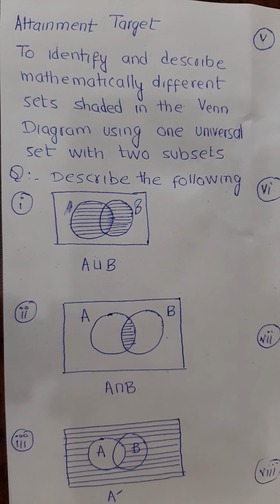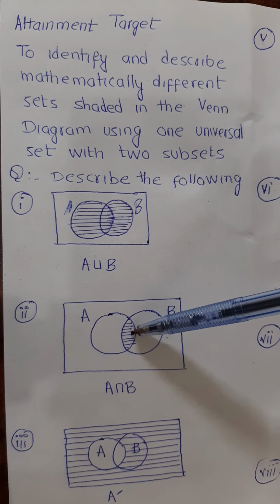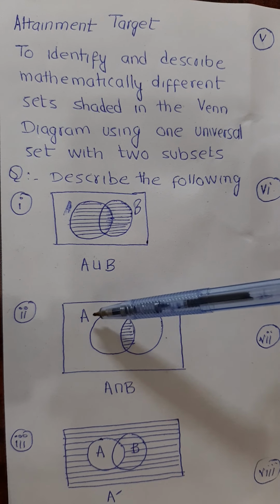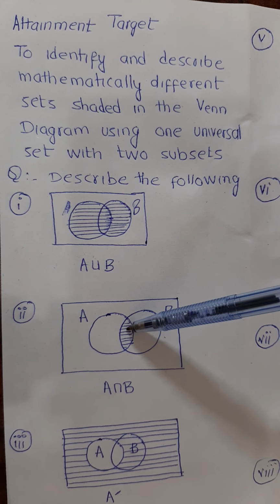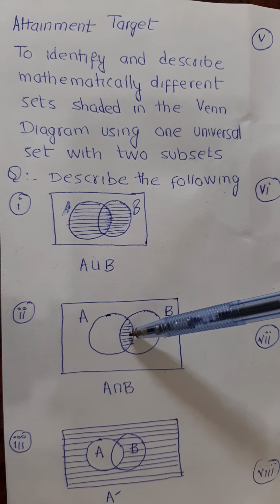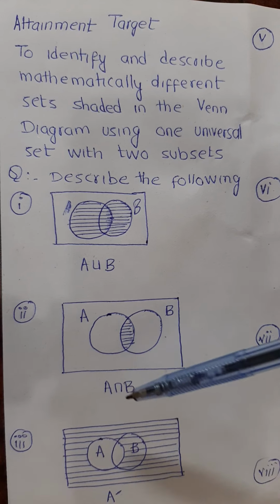Now in the second part, we have a shaded section, and this shaded part is the overlapping part of A and B. If we denote this overlapping part as intersection of A and B, we can name it as A intersection B.